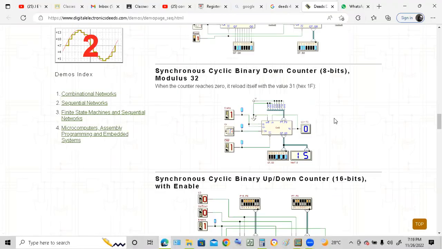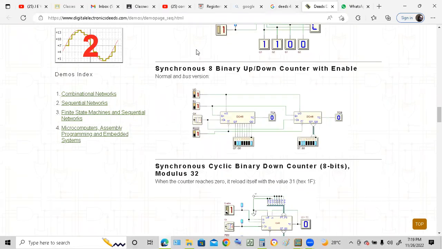And so we're gonna look at the up down counter now to see if it can go up and down. So this one is supposed to go up and down.